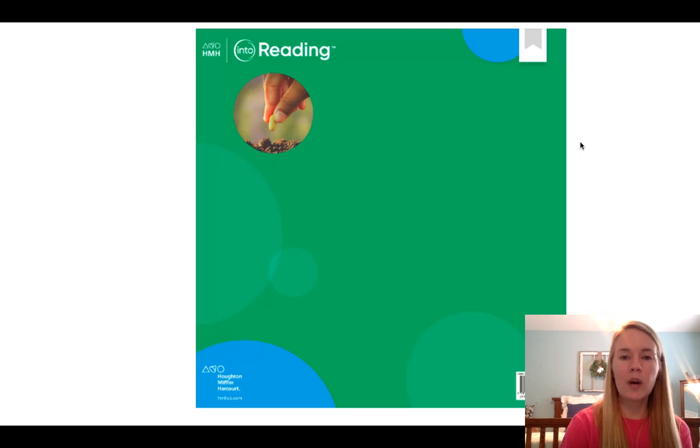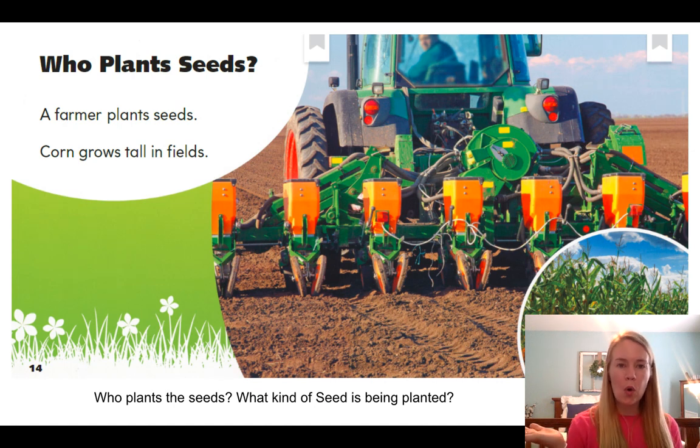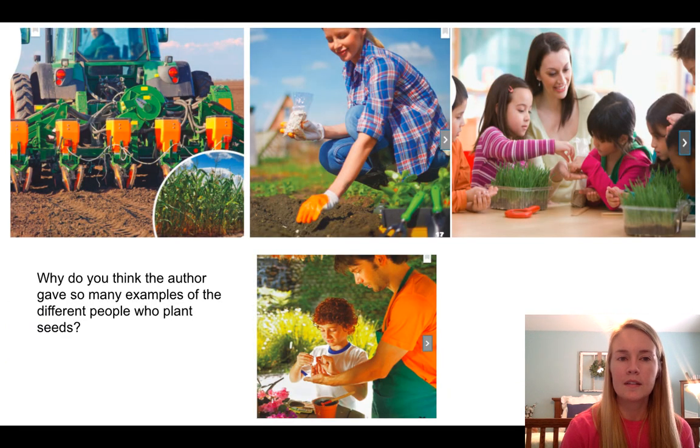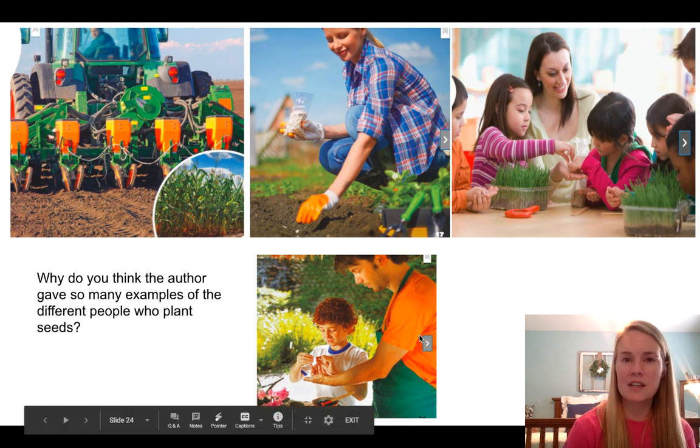Now, here's my question for you. Who plants seeds in this picture? Who is planting those seeds? That's right, the farmer is. And what kind of seeds is he planting? Corn seeds, you're right. But farmers, they weren't the only ones that plant seeds in this book. Look at this picture. We have a farmer planting seeds, a gardener planting seeds, a class planting seeds, and a dad and his son planting seeds.